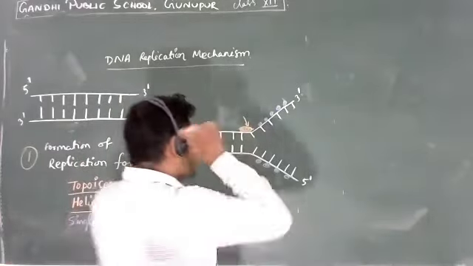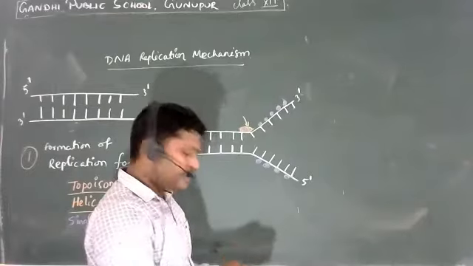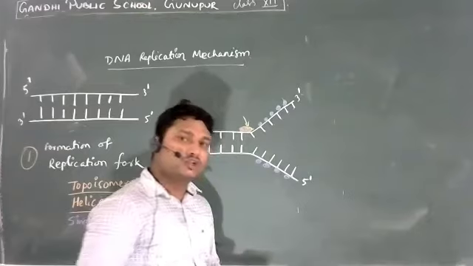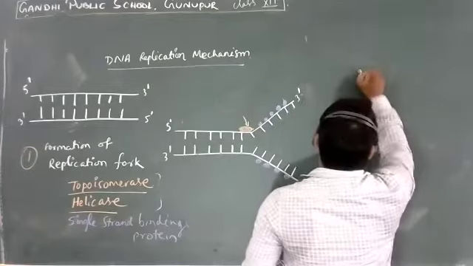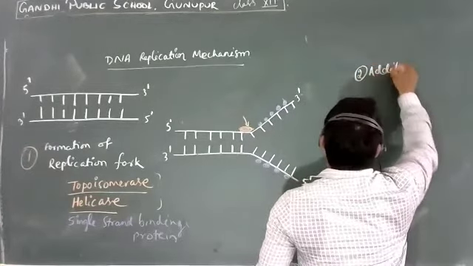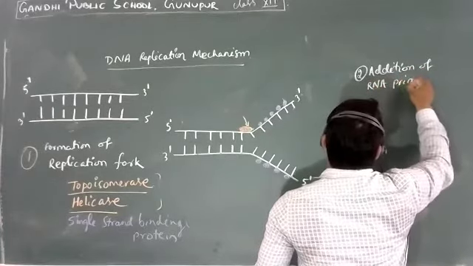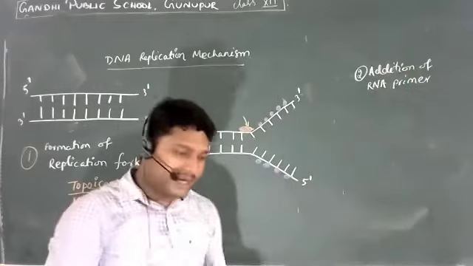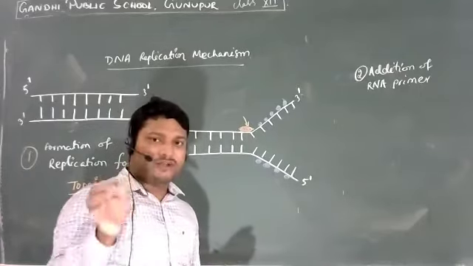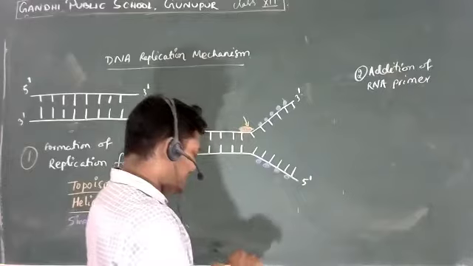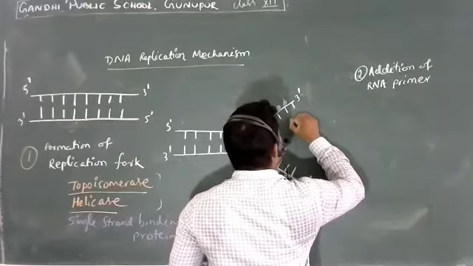So when we have the DNA molecule opened like this, the first thing that is going to happen is there is going to be an addition of RNA primer. Okay, so we are going to add a primer. Primer also is going to be added in the 5' to 3' direction. So at one of the ends, we are going to have the primer. Let me put the primer here.